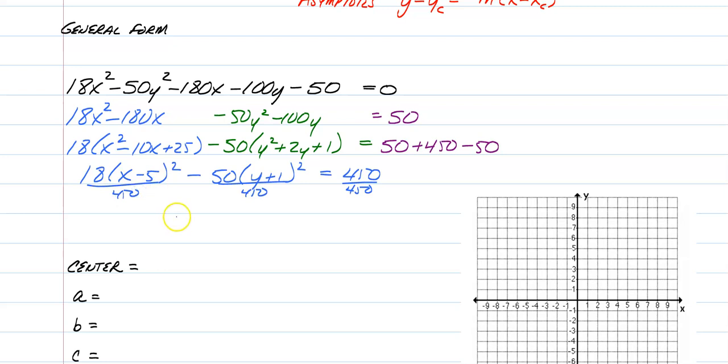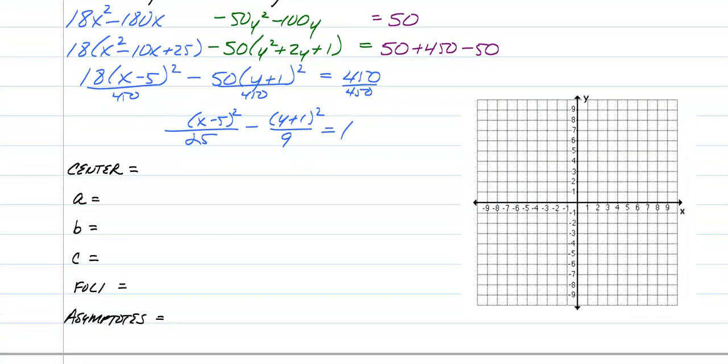And we are left with an equation of 18 times x minus 5 squared over, after we do our 18 divided by 450, that's going to simplify to over 25. Same thing, minus, I'm just going to reduce this for you now. This is going to be y plus 1 squared over 50 over 450, which is 9, equals 1, and now we are ready to graph. Some similarities: we have a center at 5, negative 1. It's just our h and k.